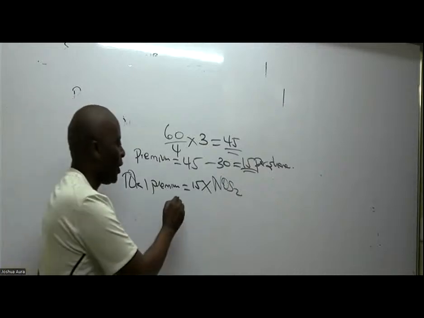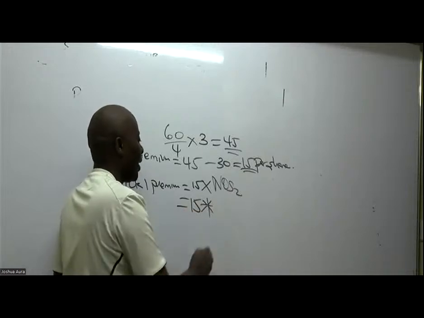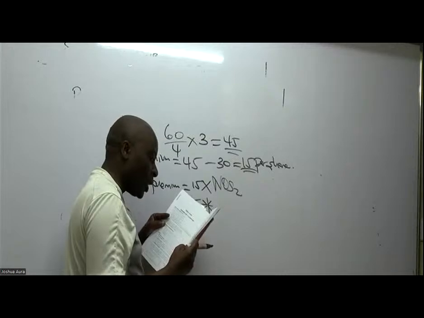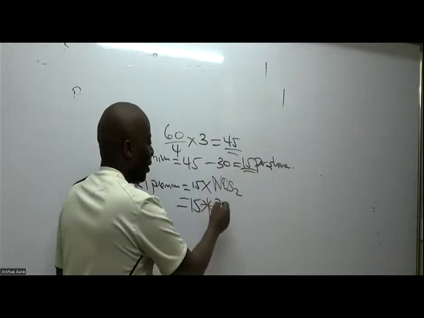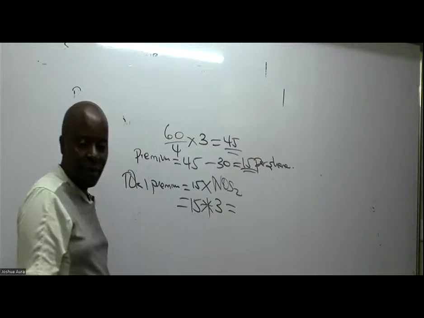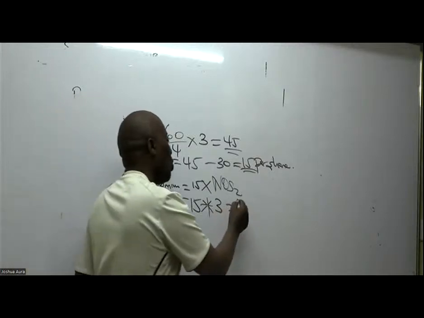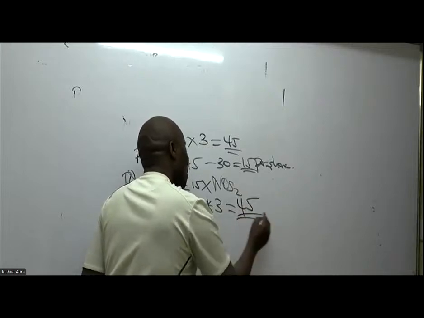So I'll take 15 times the number of ordinary shares of the second company. The number of ordinary shares is 3. So 15 times 3 gives me how much? 45.